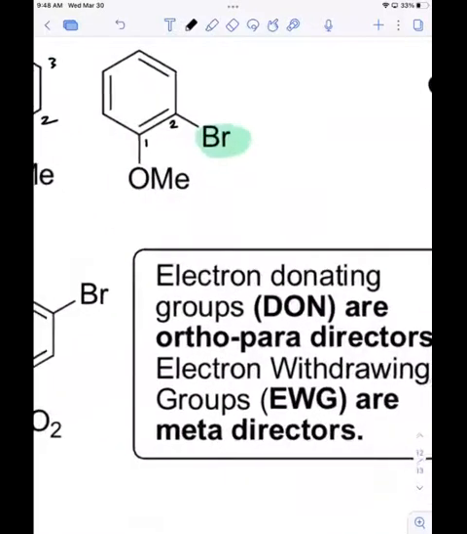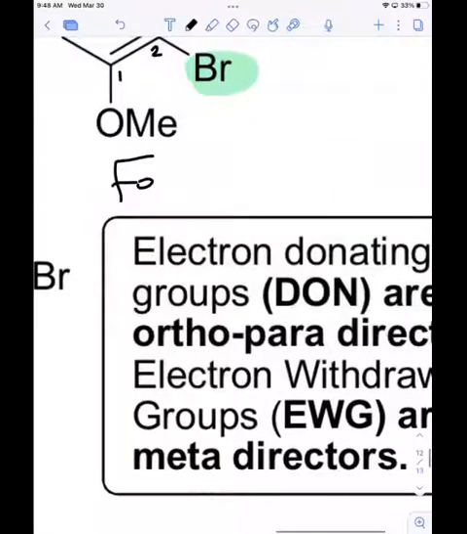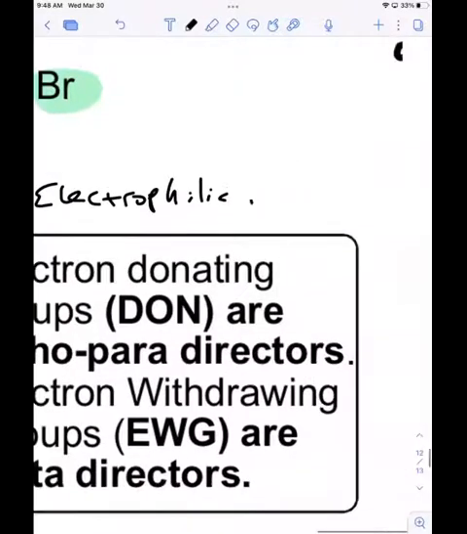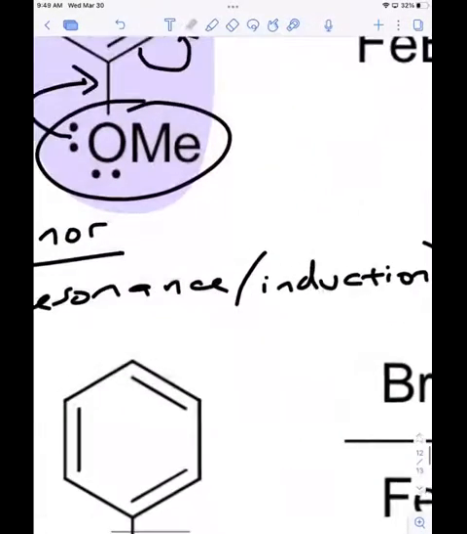That's really important because it's the opposite for nucleophilic aromatic substitution. If I was adding a nucleophile to the ring, a donor would have the opposite effect. But for electrophilic aromatic substitution, if I have a donor on the ring prior to the reaction, it's going to be an ortho-para director. So it's going to direct traffic. And we say that the donor is activating.